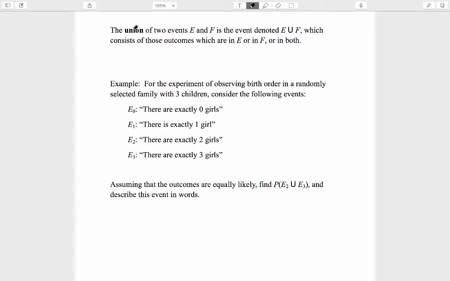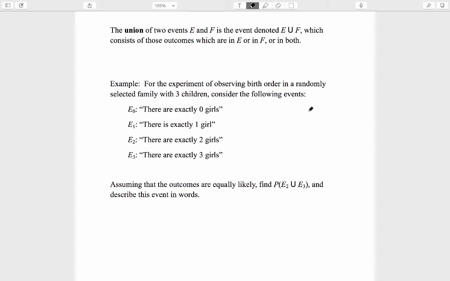The union of two events E and F is the event denoted by this symbol, which is read E union F, which consists of those outcomes which are in E, or in F, or in both. What is E union F? It is the result of taking the outcomes in E, the outcomes in F, and merging them into a single set. If an outcome happens to appear in both E and F, it is listed only once when we write out E union F as a set of outcomes.